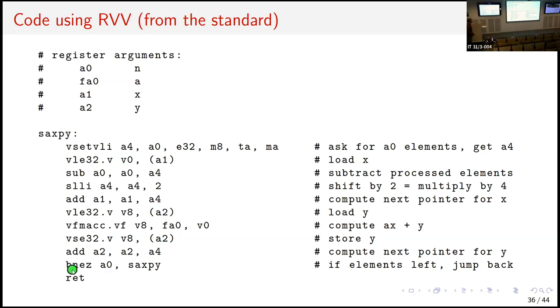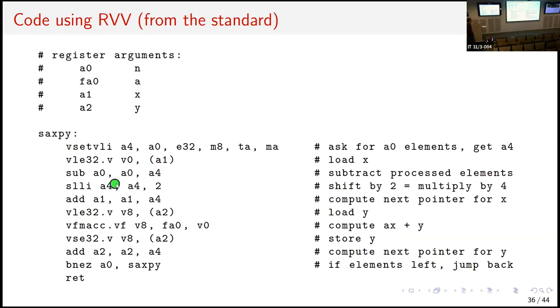And basically, this is now transformed into a while loop, more or less. As long as we have elements in A0, so remember we subtracted the number of elements that we processed, as long as we have elements left, we just jump to the beginning and do the same thing again. And at some point, we processed all elements.